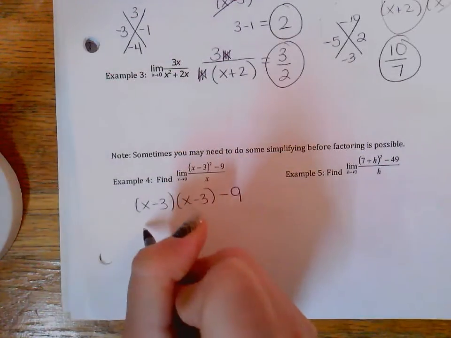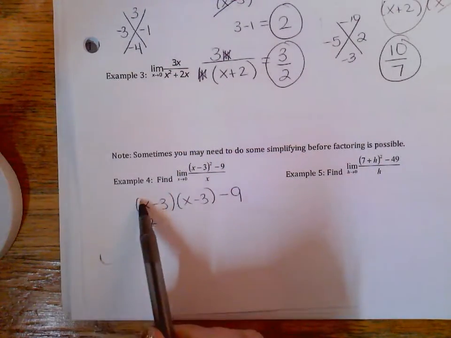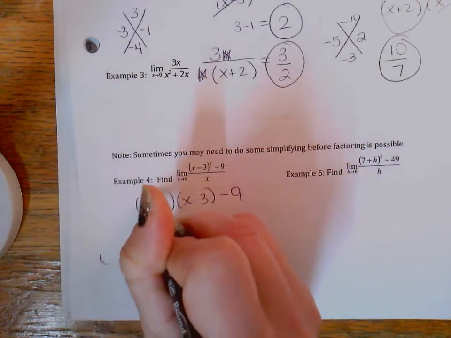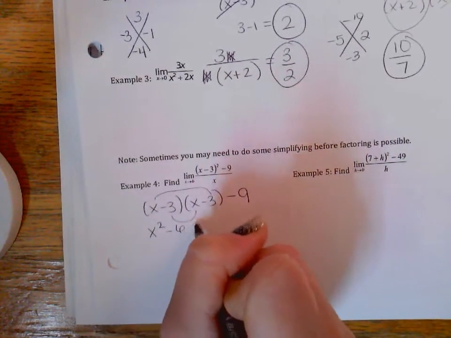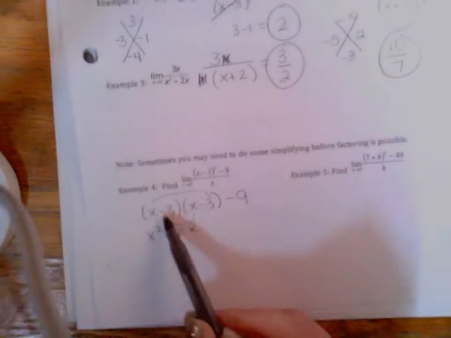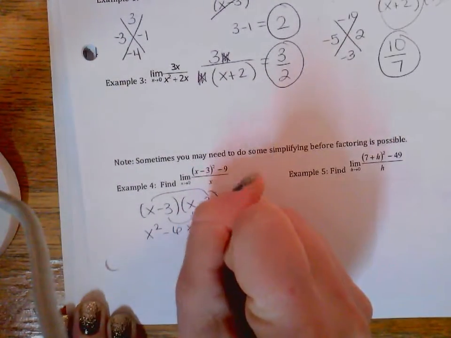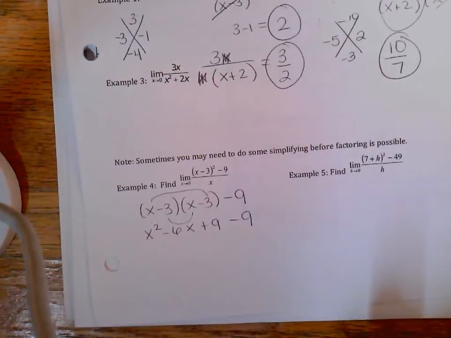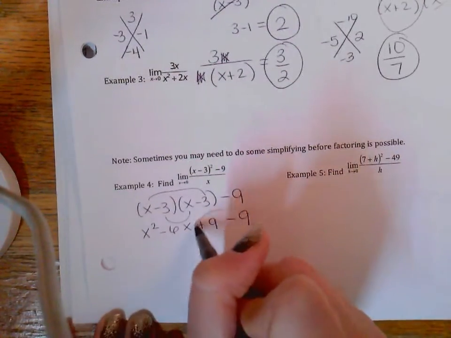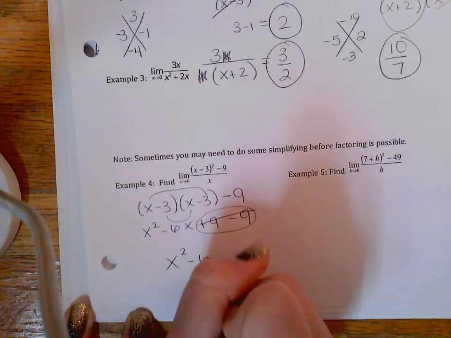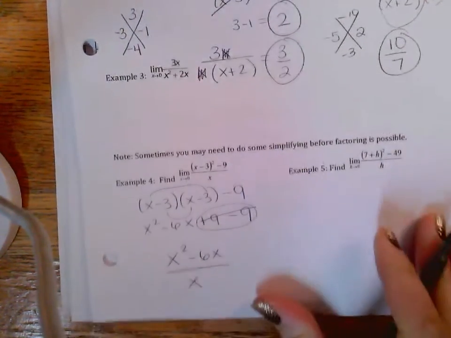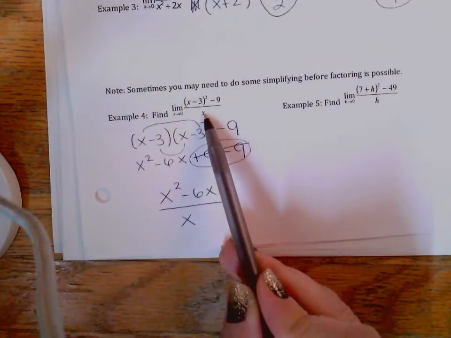So I would have x squared, because x times x is x squared. My outer and my inner gives me a total of -6x. And then -3 times -3 is +9, and I'm still subtracting 9. This adds up to 0. So my numerator is x squared minus 6x. My denominator from up above was still x.